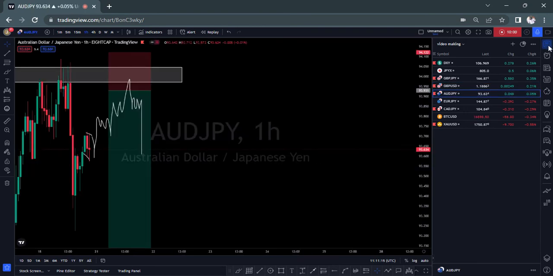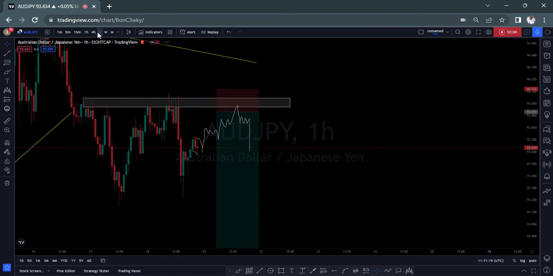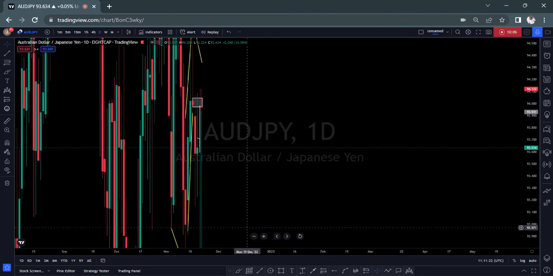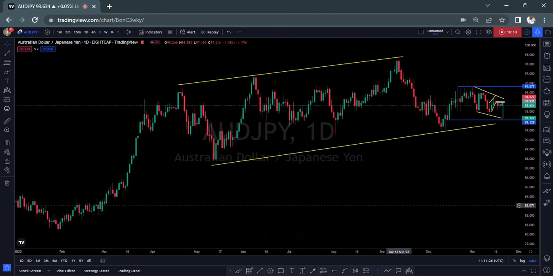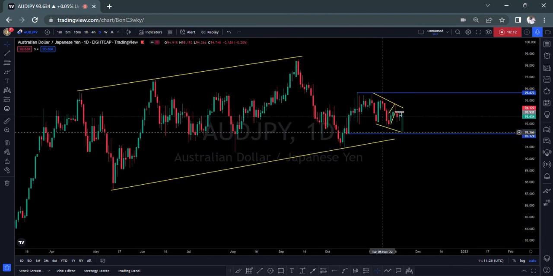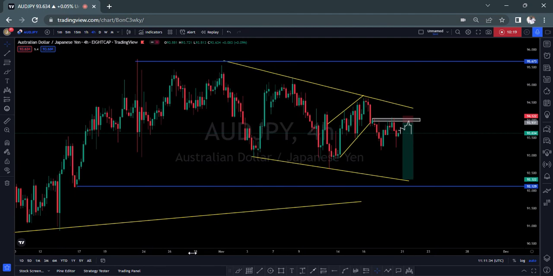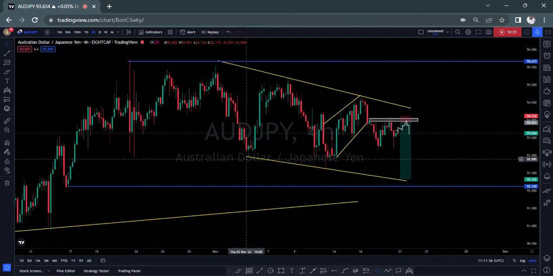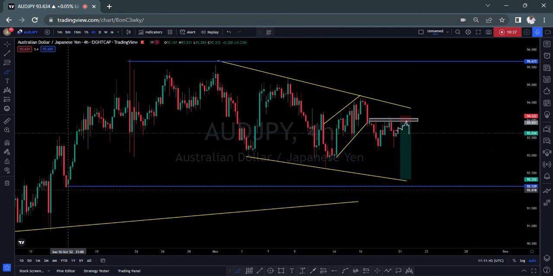AUDJPY will be my last one. So let's check the daily first. Yeah, this is the daily throughout the outer structure. What we actually need to take note of is what is actually happening, the recent price action. Yeah, the recent price action.